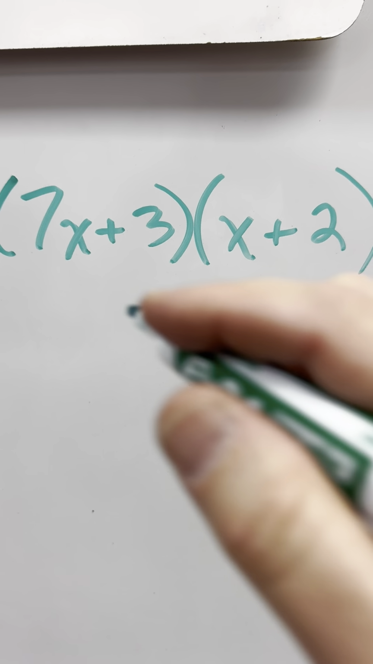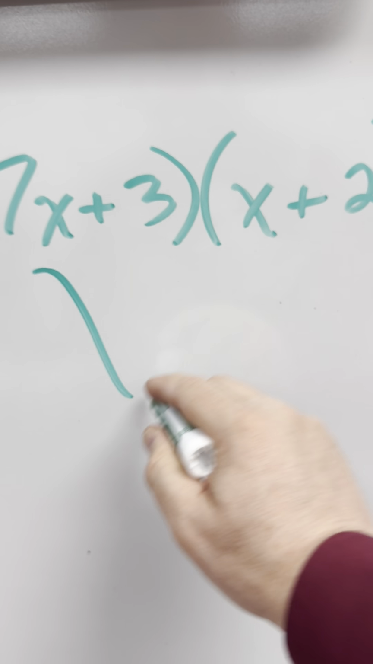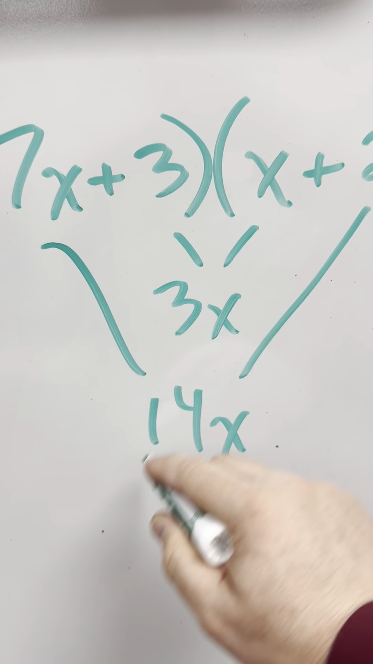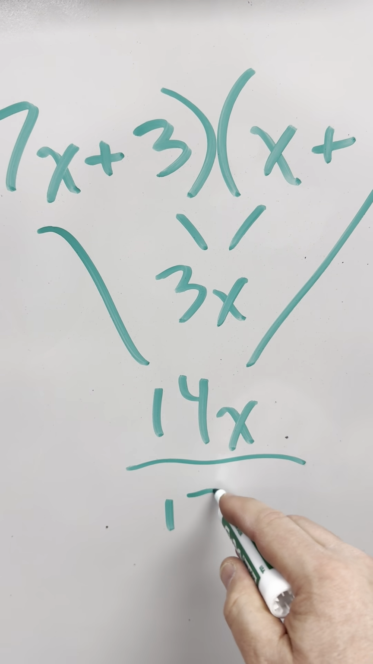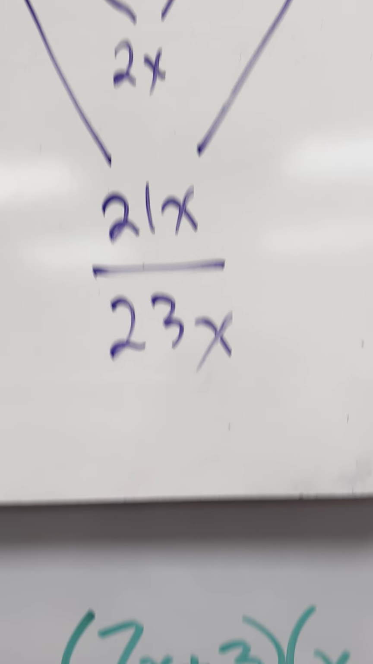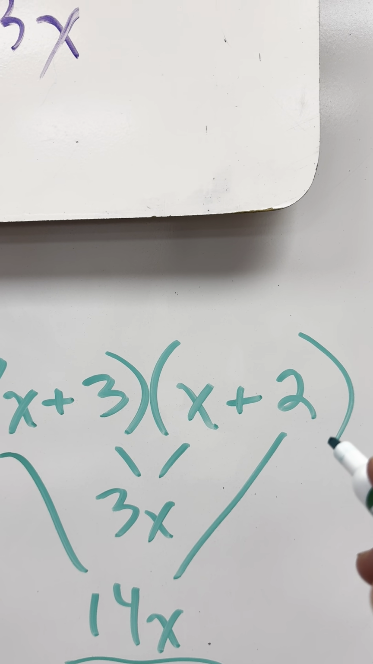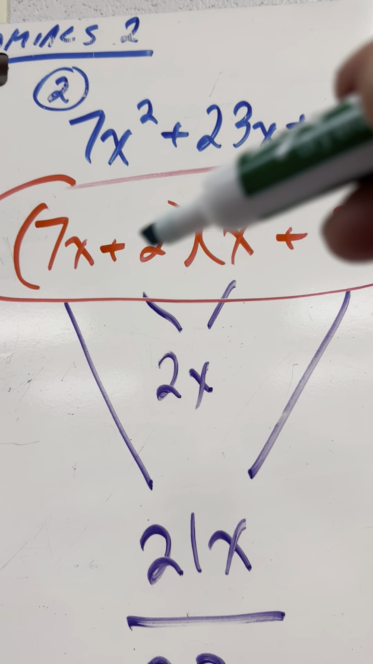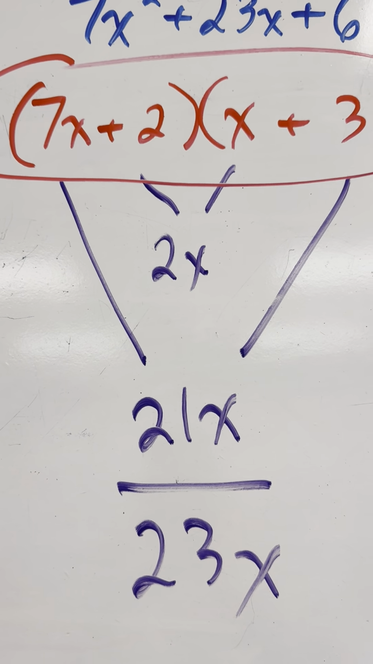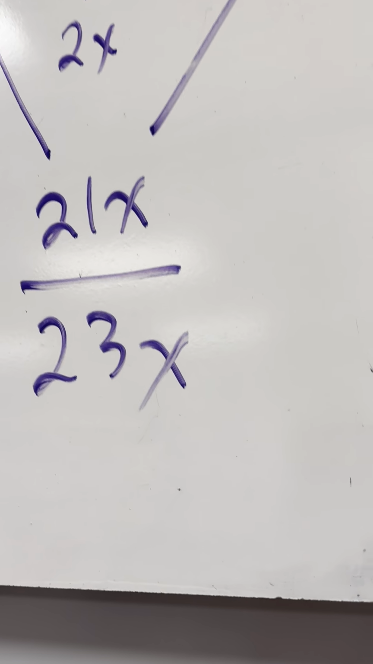Now I gotta try. 7x times x is 7x squared, and I know that 3 times 2 is 6, but the outer here, 7 times 2 is 14x. The inner, 3 times x is 3x. 3x plus 14x is 17x, but I need 23x. So if 3 and 2 doesn't work, what if I try putting 2 here and 3 here? And that's what I do. If I put 2 here and 3 here, now the outer is 21 and the inner is 2. And I get 23. Ding, ding, ding! That's my answer. Okay?